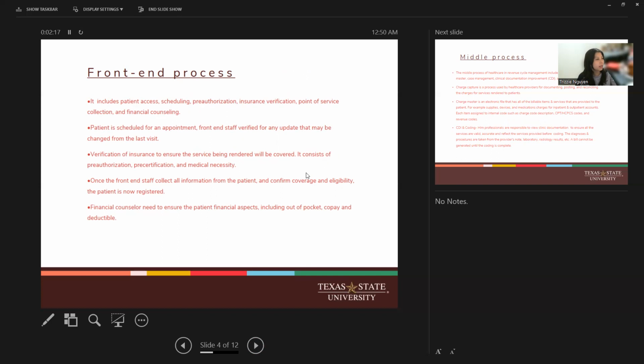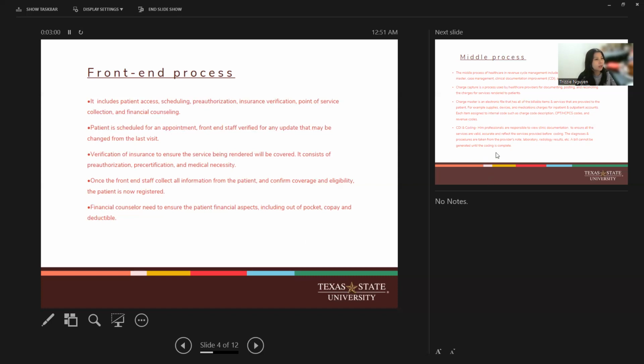And the next step is the insurance verification department needs to do a pre-authorization or pre-certification check, and also the medical necessity must be met for the service being rendered. We want to make sure that this service will be covered. Once the front-end staff collect all the information from the patient and confirm coverage and eligibility, the patient can then be registered in the system. And finally, the financial counselor needs to ensure that the patient's financial aspects, including out-of-pocket, copay and deductible, have been explained to the patient.